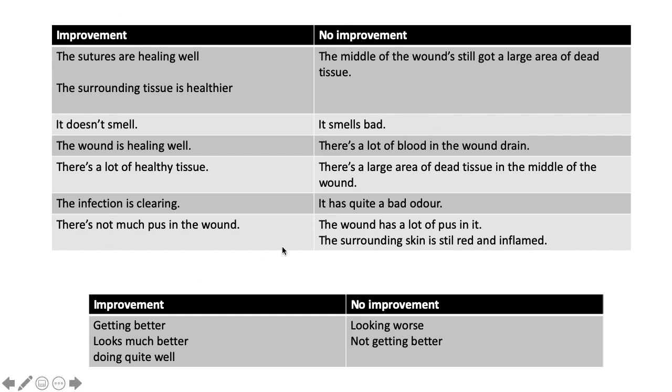And now to say that there is improvement, we can say that the wound doesn't smell, that the wound is healing, that there's a lot of healthy tissue, that the infection is clearing, and that there's not much pus in the wound. We can also say that it's getting better, that it looks much better, or that it's doing quite well. So these are the phrases that we would use to say whether a wound is improving or whether it's not improving, okay?